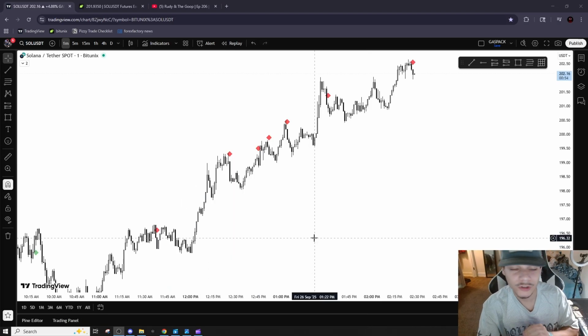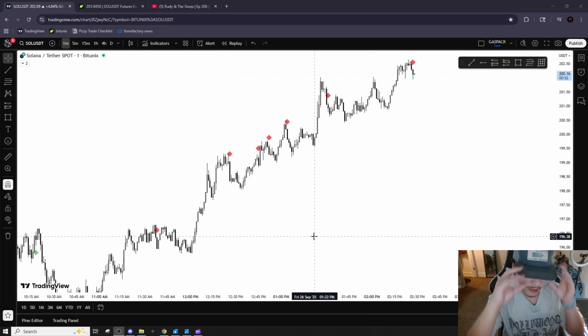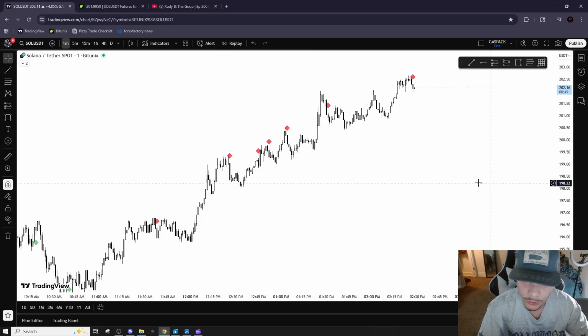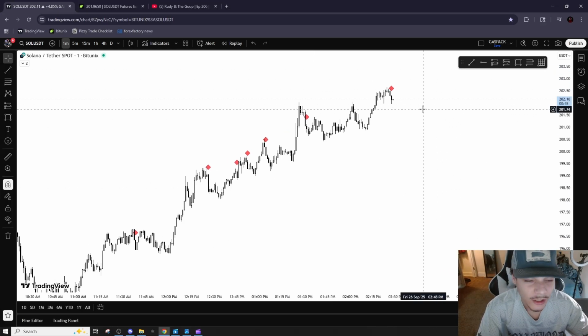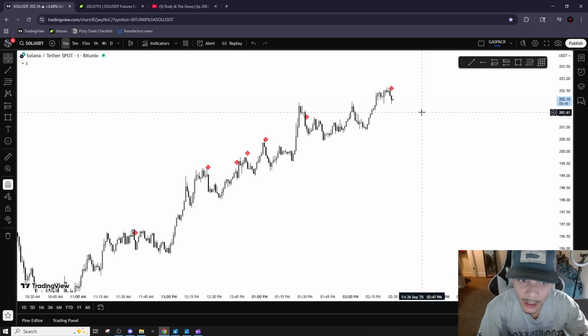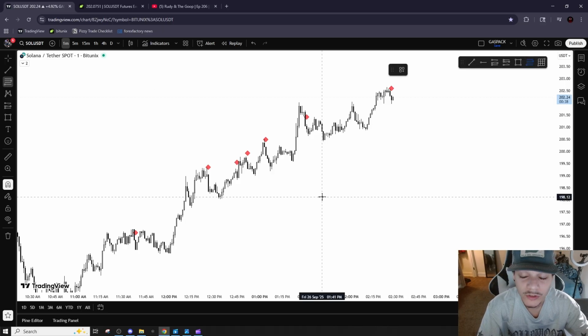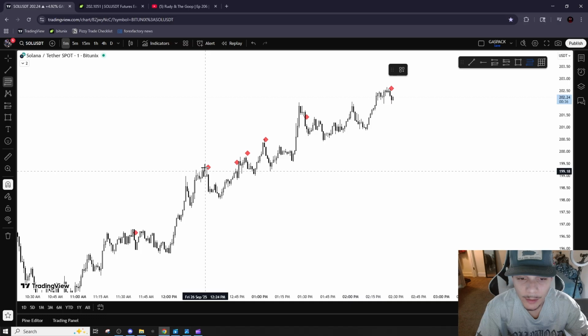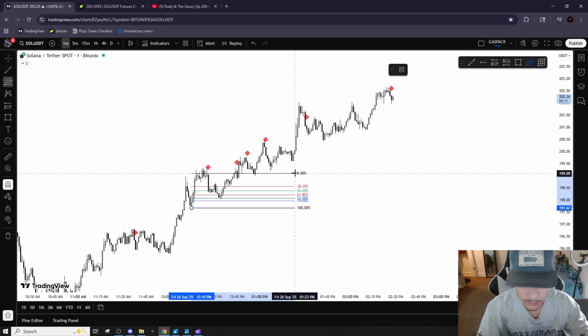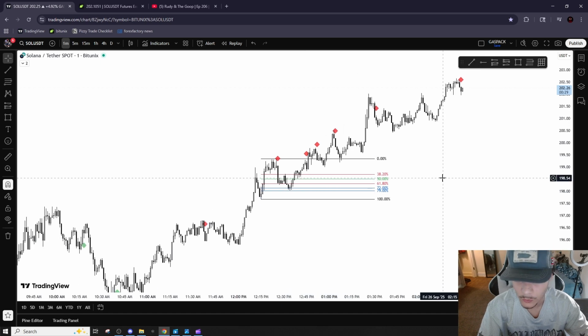All right, real quick, I'm just going to go over this one more time because I feel like I went over it kind of fast and I didn't really explain it that well. 79% extension. You can use it for pullbacks and you can use it for the closure above. I'm going to show you how to use it for both right now. If we are in an uptrend and you want to use a 79% extension for a pullback, right here, look, this is the trade I took. That is a pullback because we're in an uptrend.